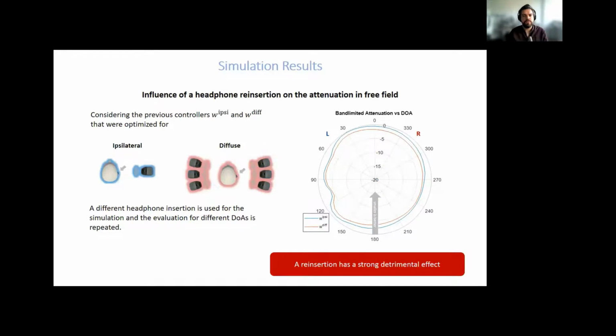In the second experiment, we evaluated the influence of a headphone reinsertion on the system's attenuation in free field. For this, we considered the previous controllers, and without re-optimizing them, we took acoustic paths from a different measurement repetition for the evaluation. It can be seen that after the simulated reinsertion, an attenuation of at most minus 4 dBs can be achieved. Moreover, even when using the controller optimized for the ipsilateral side and exciting the system from the ipsilateral DOA, still no more than minus 2.5 dBs of attenuation could be achieved.